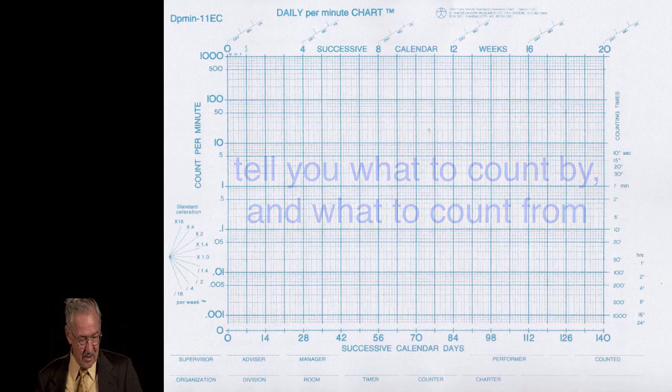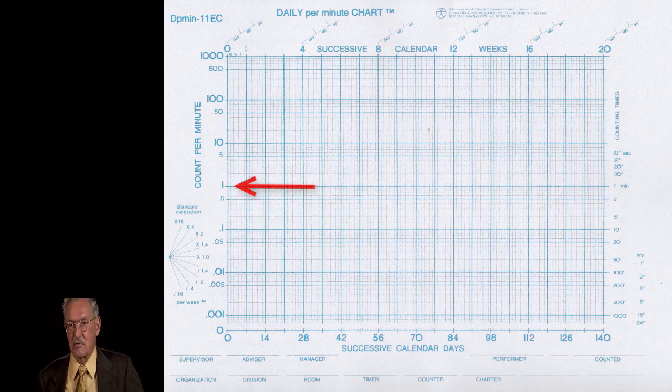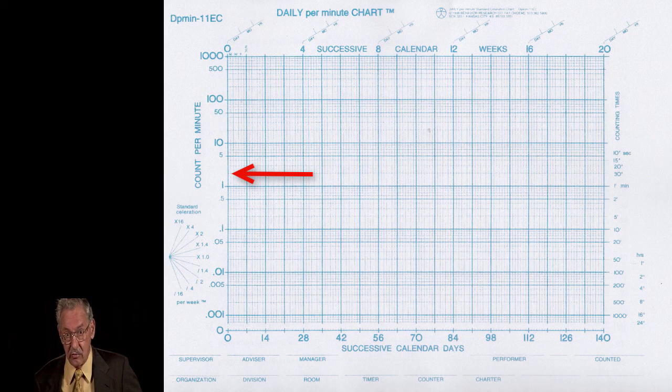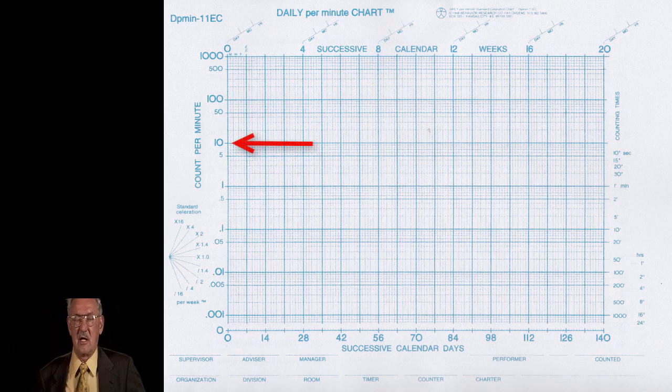Now let's see how this works. Start here at 1. That tells you we're going to count by ones from 1, and let's work our way up. The next line above it is 2. Next line above it is 3, and so forth up to 5. Keep counting. 6, 7, 8, 9, 10. Now we've come to 10.